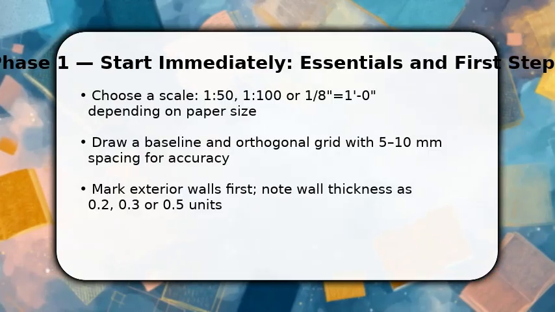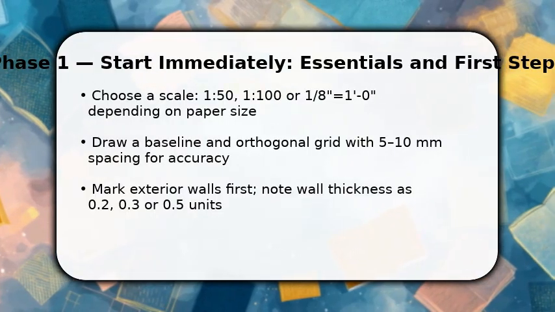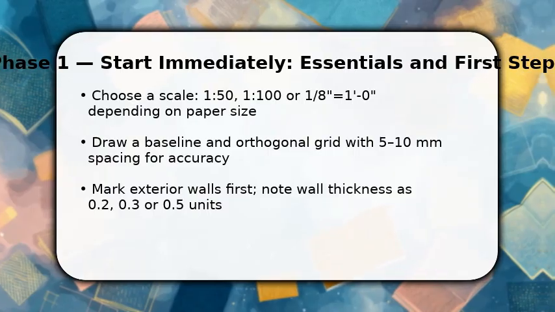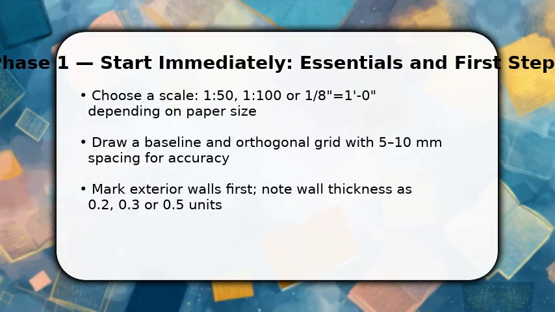You start by fixing scale and grid so measurements stay consistent. Pick 150 or 100 and set a baseline. Once done, lay a light orthogonal grid with 5-10 mm spacing to guide straight lines.